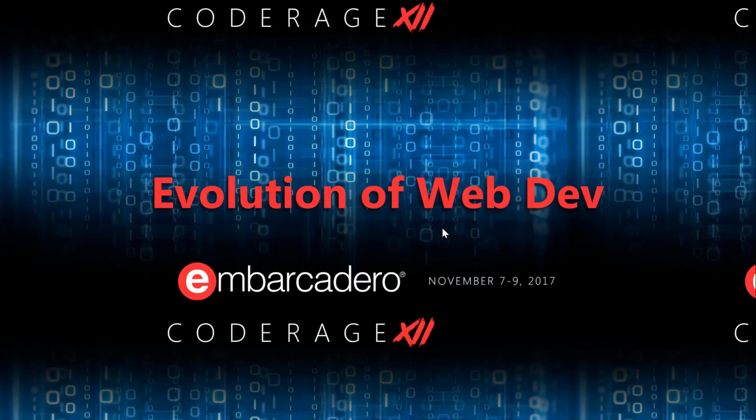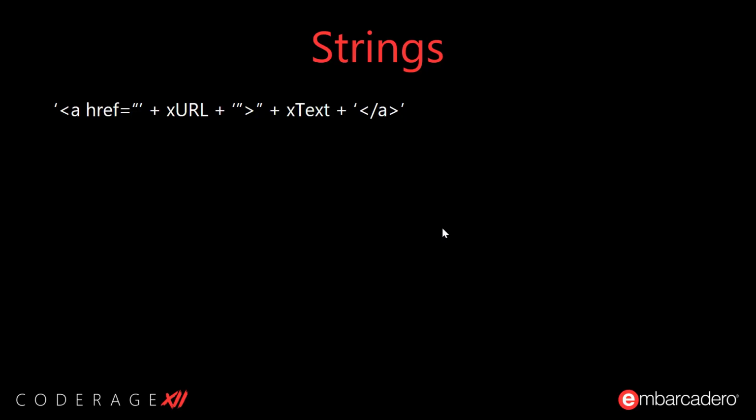So, evolution of web development. Now, when the web first came out, this is pretty much what everybody was doing. They were just taking strings, concatenating them, and throwing them at the browser. And you can see that this isn't very maintainable. And this is why there was an influx of tools that came along very quickly around this time period.